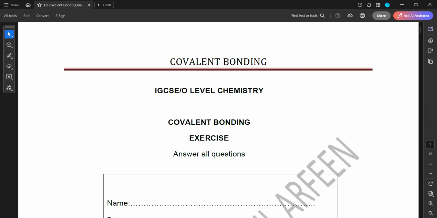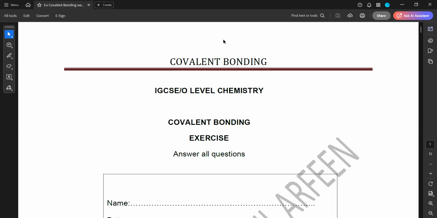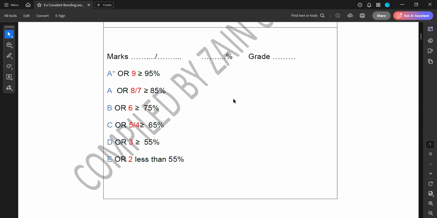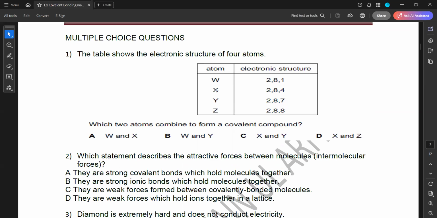So this was last week's exercise, covalent bonding. If you have any doubt or a question related to this, you can ask. Question number 1. Any doubt? Question 1. This was last week's chemistry homework. Any doubt in question 1? So could you also state the answer for each question? Okay, sure.